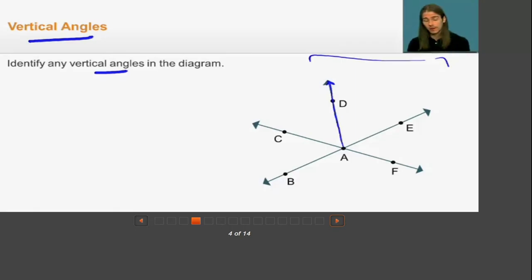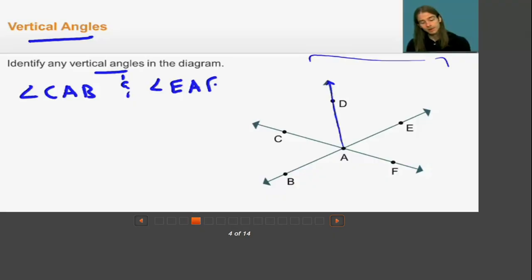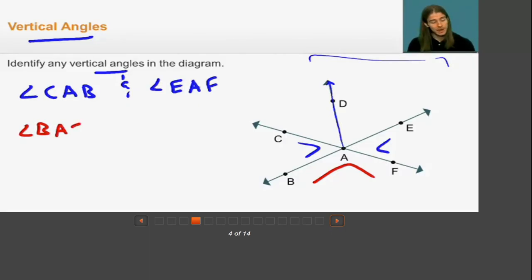One pair of vertical angles that I see right off the bat are angles CAB along with angle EAF. That's these angles right here. Now, those are vertical angles because they're opposite each other. There's only one other pair of vertical angles in this diagram. It's angle BAF along with the angle that's opposite to BAF.